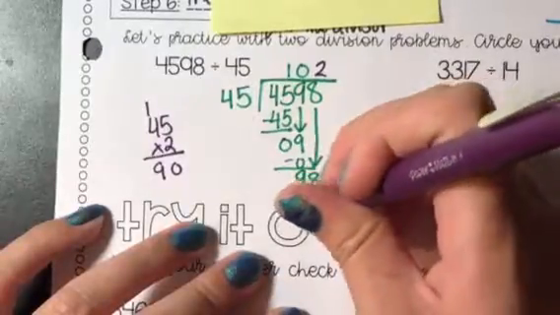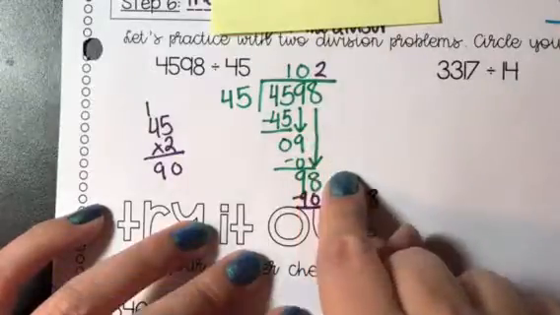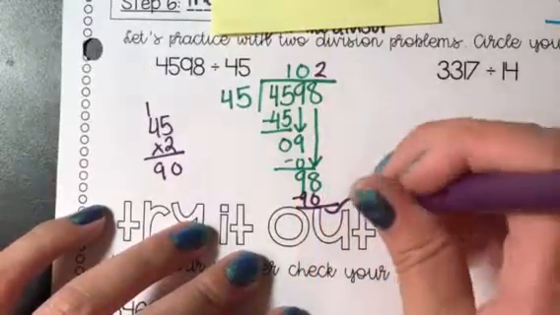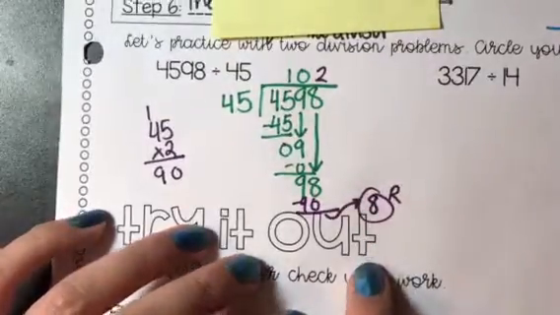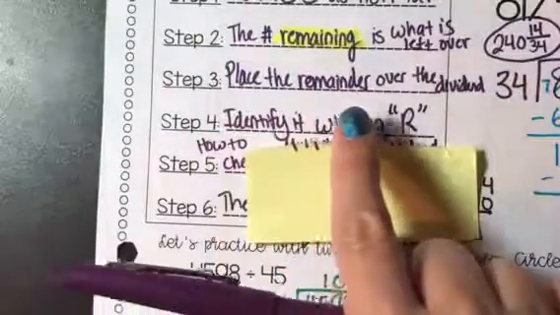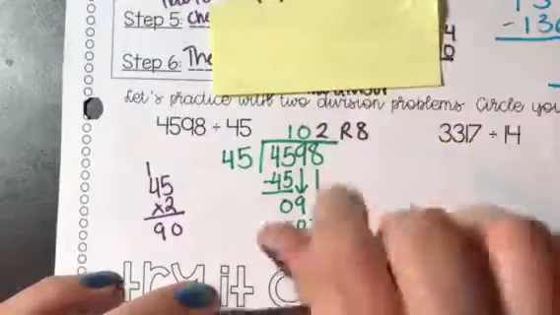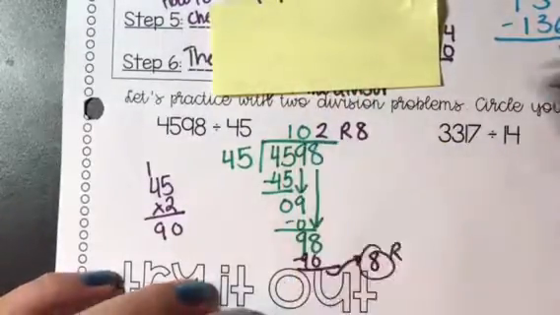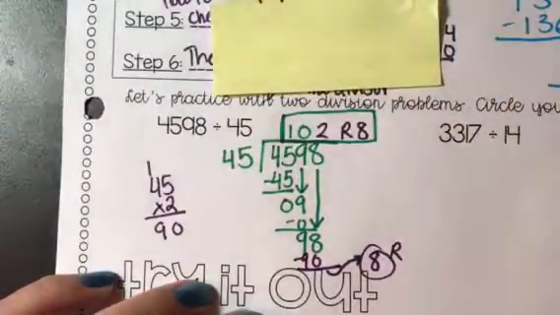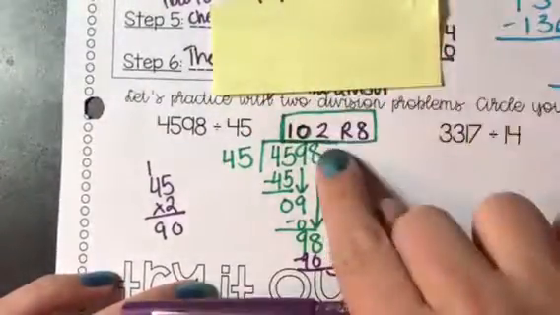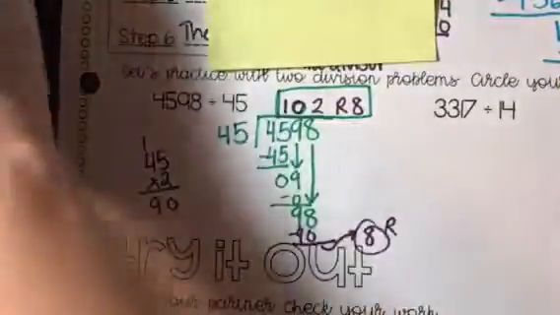Subtract. Sorry, guys. I got to move this over here. 8. And there's nothing else for me to bring on down to bring on back. So that means this is my remainder. So I'm going to put an R down here. And then I'm going to follow step 3. Place the remainder over the dividend. And I identified it with the R. So this is my final answer. 102, remainder 8.